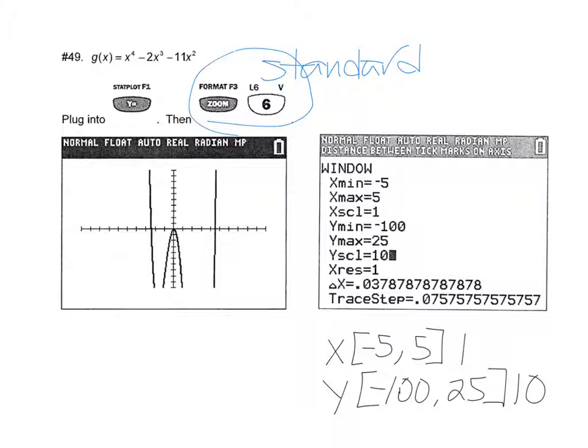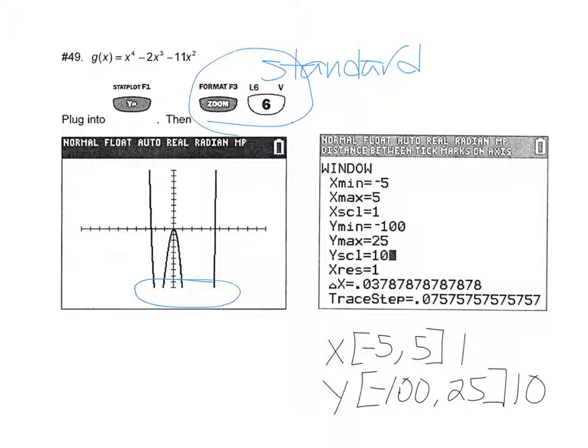Then it looks like part of the graph is chopped off. Down here at the bottom, we can't see everything. So we need to change the window. And anytime your window needs to be changed on your calculator, I'll tell you what to change it to. But when you push window, then you're going to change the values like you see here to this window.